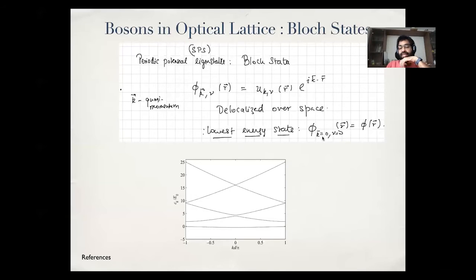So the lowest energy state has K equal to 0, and there is another index nu, which tells me what the band is. One can specify this quasi momentum, a special kind of wave vector, which is unique only within minus pi over the periodicity to pi over the periodicity for a 1D system, which is the reciprocal lattice, the size of your first Brillouin zone. Beyond that, it is basically repeating.